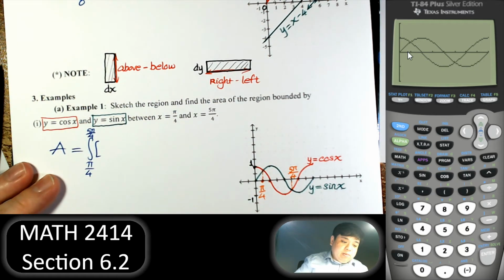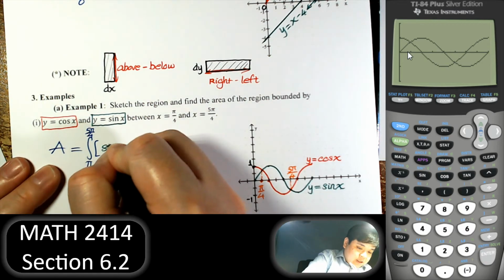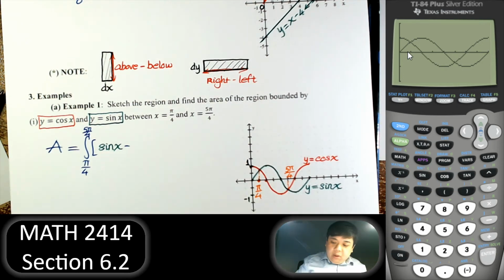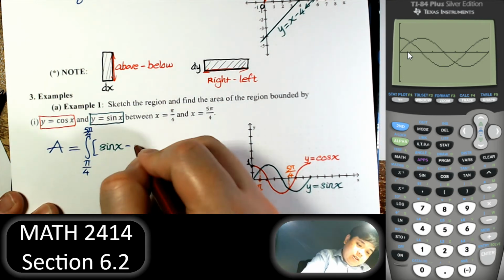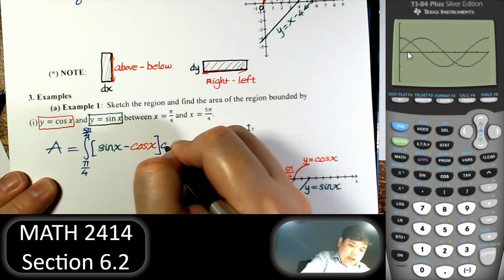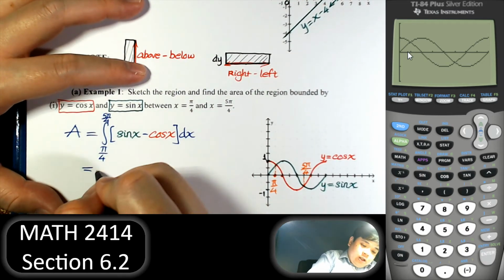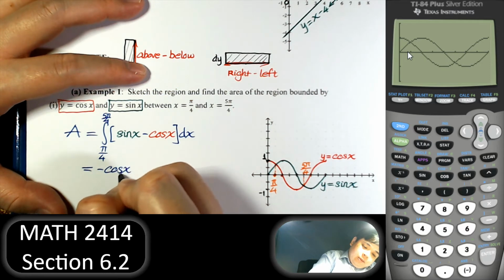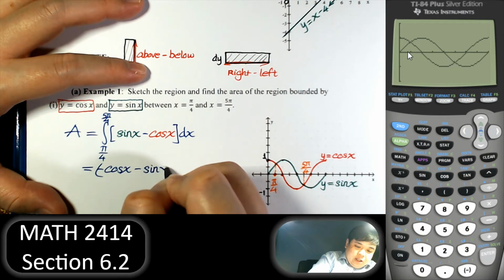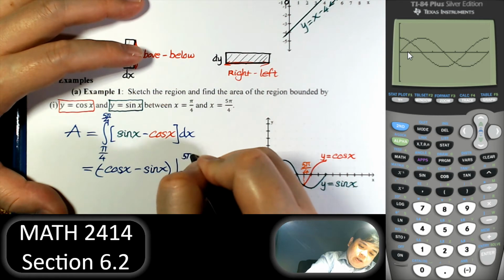The function above is sine x. The function below is cosine x. And we just integrate. Integral of sine is negative cosine. Integral of cosine is sine. Going from pi over 4 to 5 pi over 4.